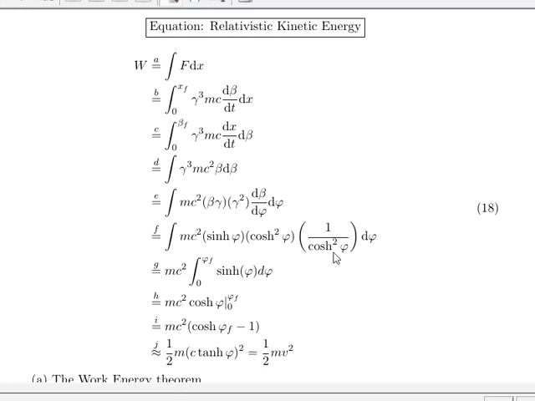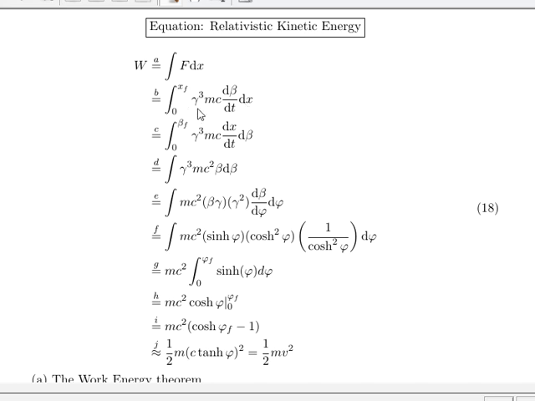Okay, the next part of the derivation, we're going to try to calculate the relativistic kinetic energy. We start by saying that we're going to calculate the amount of work done by the force, which is the integral of the force over a distance. Now how am I going to break this down? Well, we have from our previous derivation that the force is gamma cubed times mass times acceleration. Acceleration is the speed of light times del beta del t. And then we just leave that dx there.